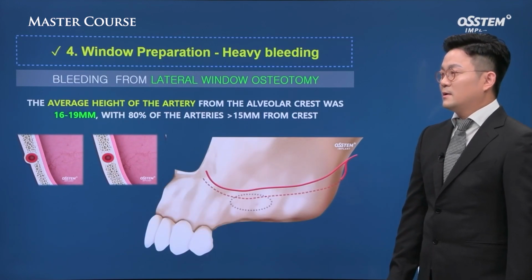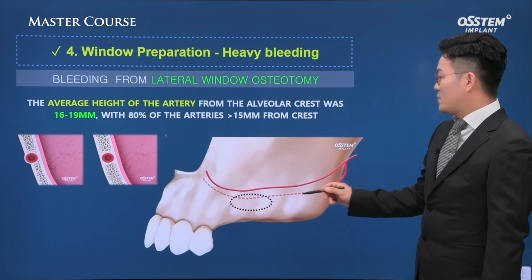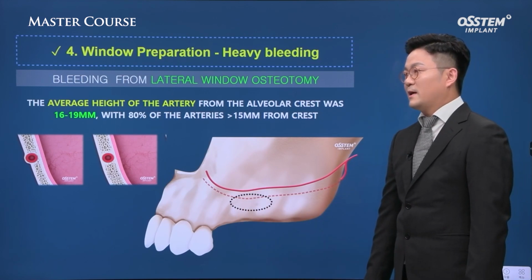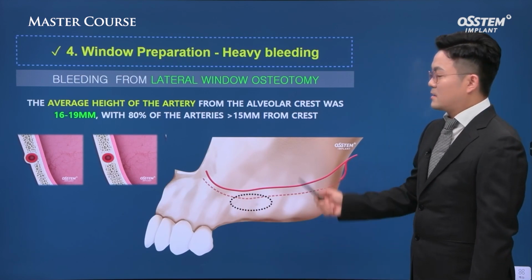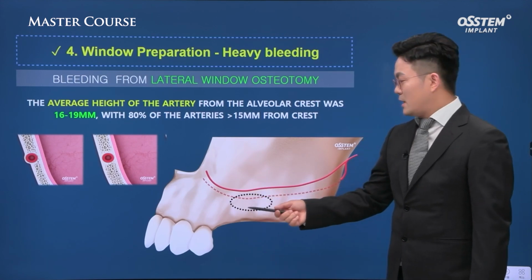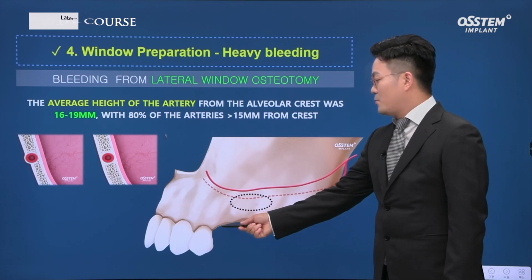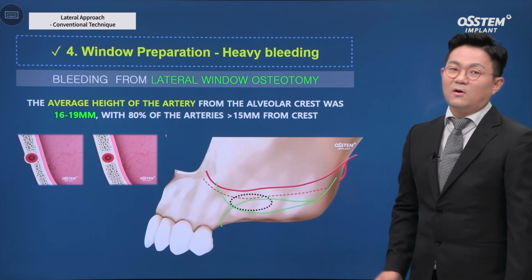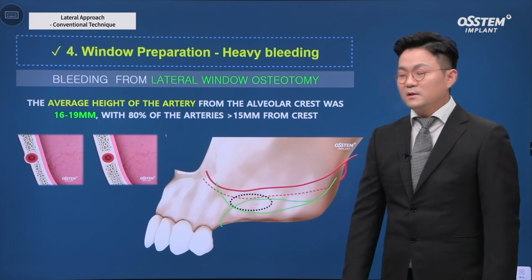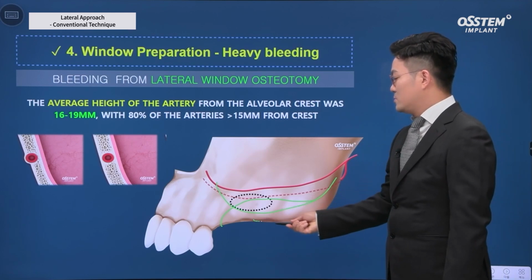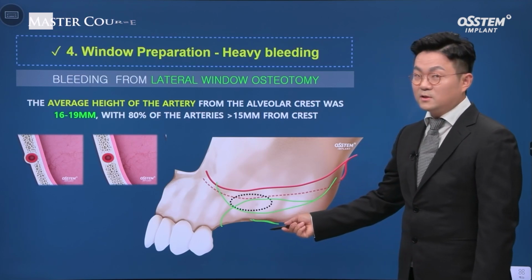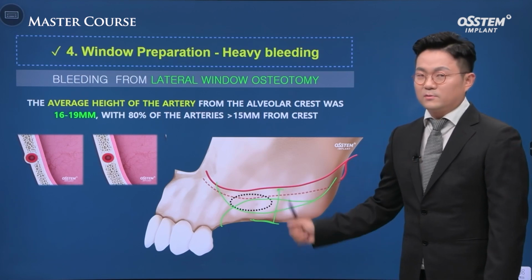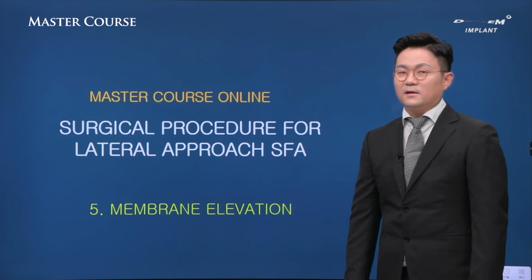And I said before, from the alveolar crest, they say it's 16 to 19 millimeters. That's what's often said in journals. But it's different depending on the window shape. If there's a lot of bone resorption, or the sinus is coming down, then the distance from the residual bone crest to the artery is determined by that. So you have to be careful and mindful of different things.